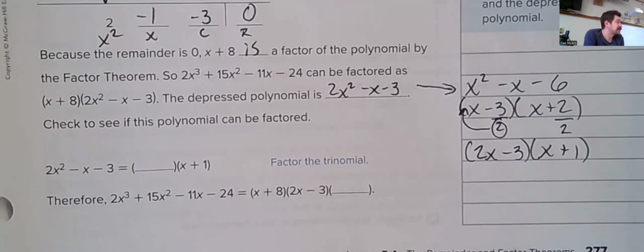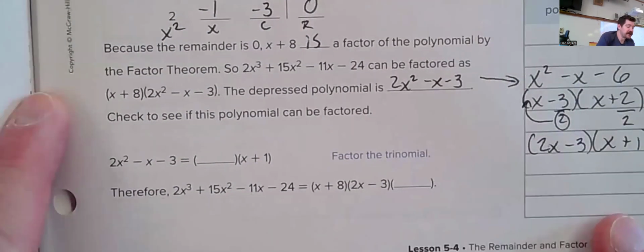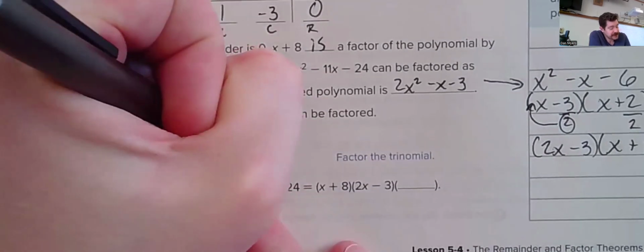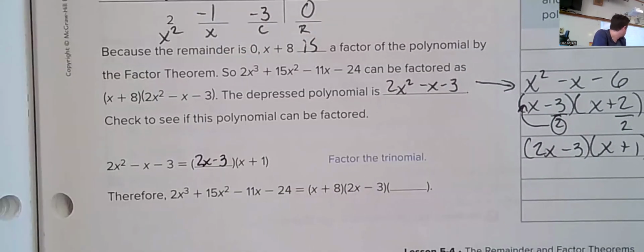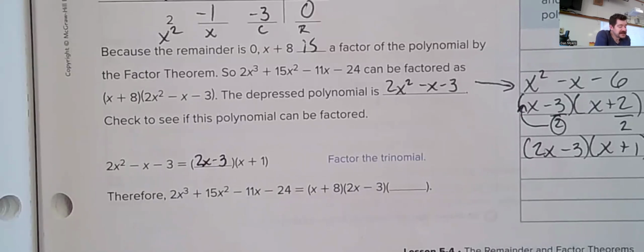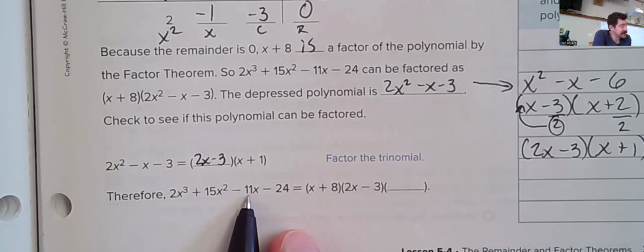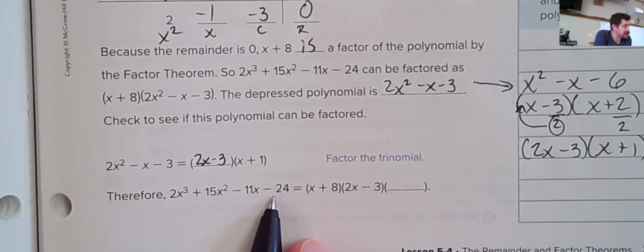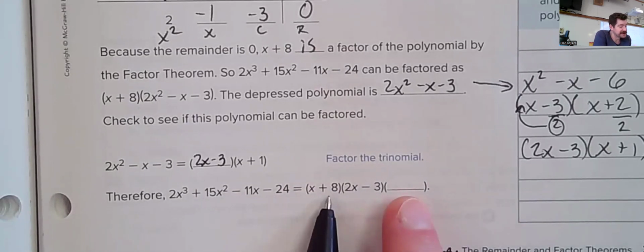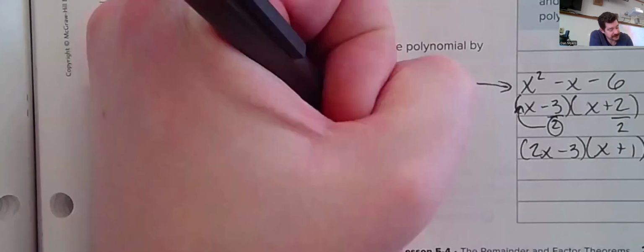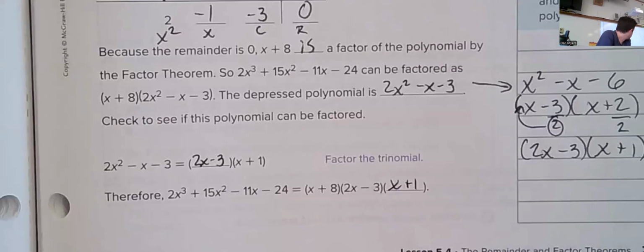So it's factorable, which means the depressed polynomial can be factored into 2x minus 3 times x plus 1. The entire polynomial, 2x cubed plus 15x squared minus 11x minus 24, can factor into 3 different linear binomials: x plus 8, 2x minus 3, and x plus 1.